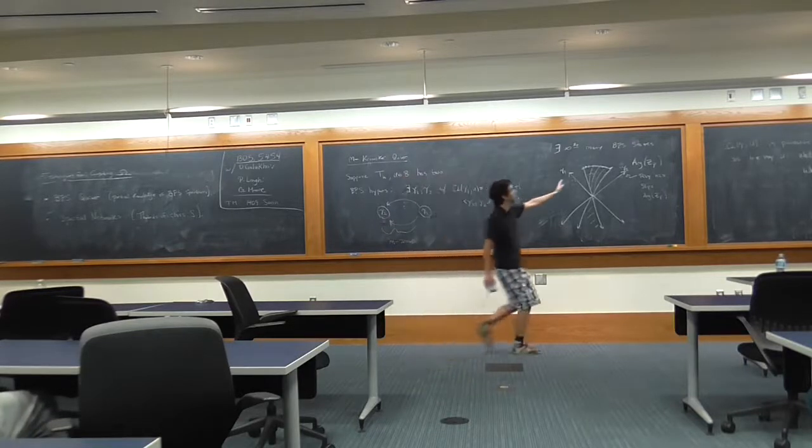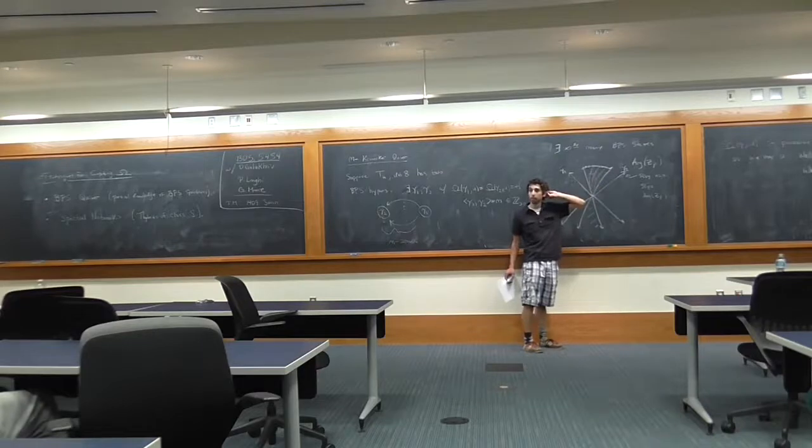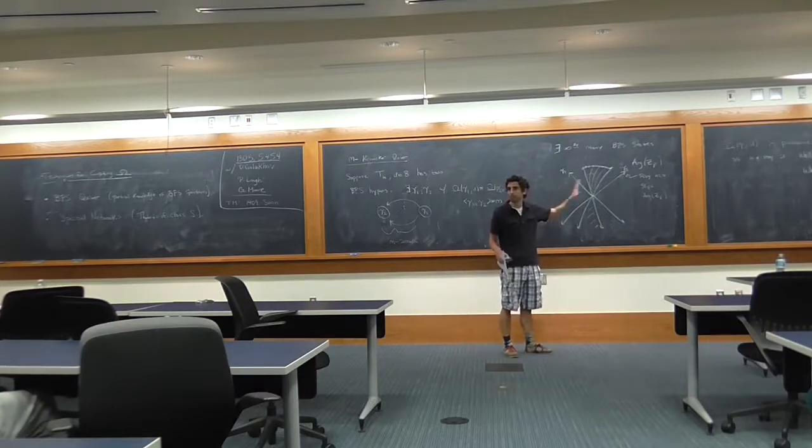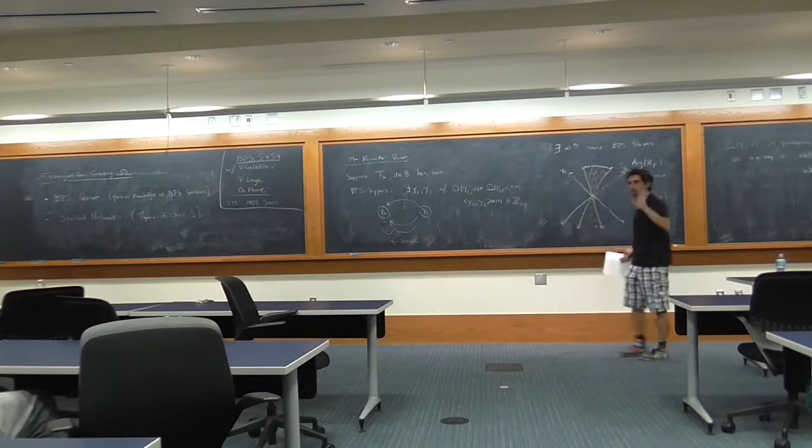There's only countably many possible values. Countable? Yeah. Because there are countably many charges, so there can only be countably many possible phases.